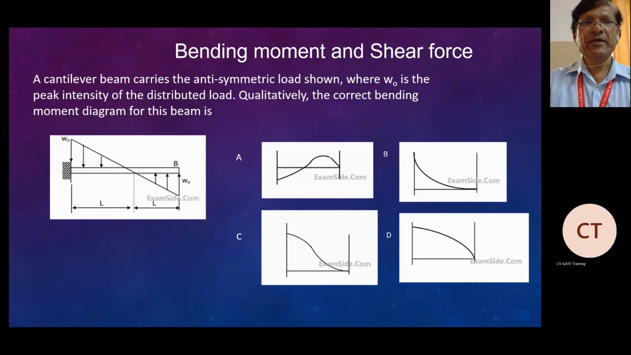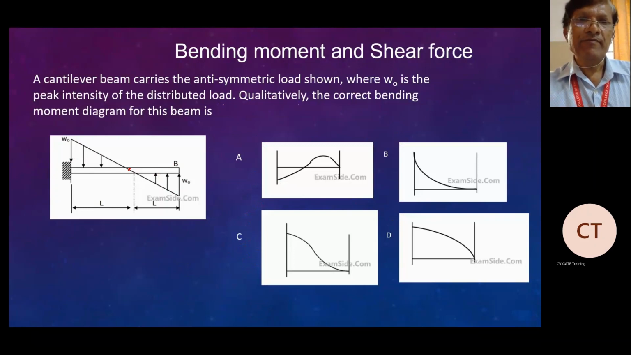So here the given is a cantilever beam which carries the anti-symmetric load shown in the figure, where W0 is the peak intensity of the distributed load. Qualitatively, which is the correct bending moment diagram? So here the distributed load will be acting upward here, and downward here.